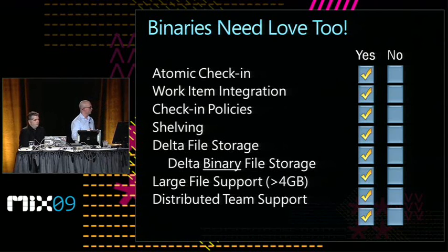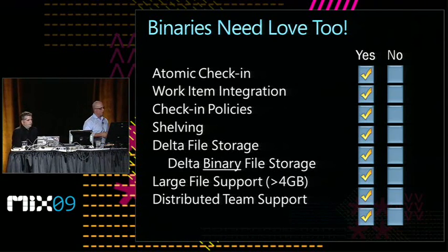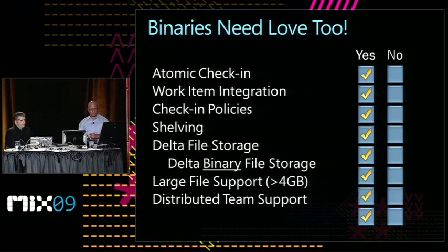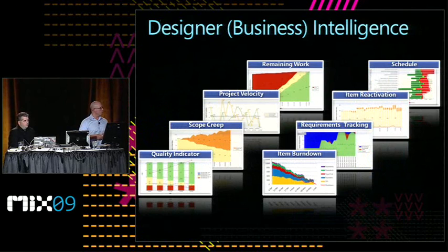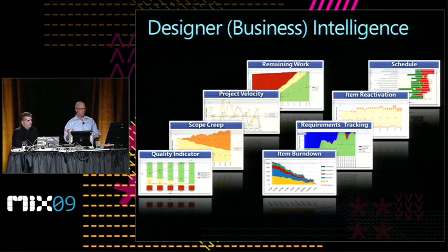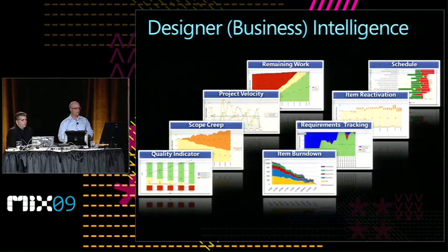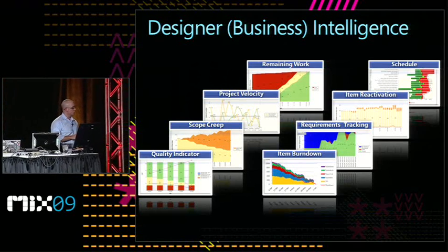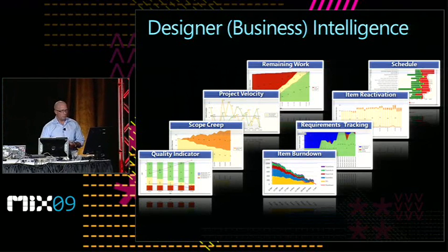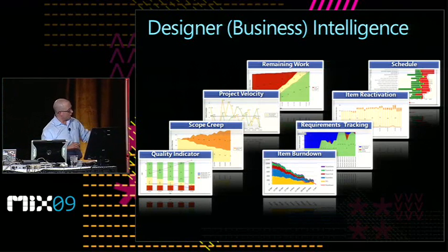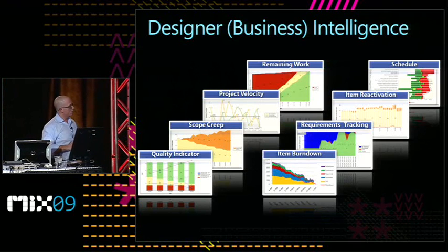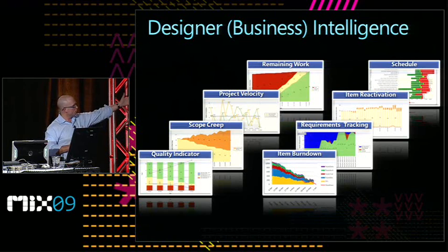And like I said, it works with large files. We keep beating that down. And there's distributed file support or team support out of the box. Now I showed you a couple of the reports. There is a myriad of reports on the internet that you can download for TFS. And there are several reports that come with the process templates that ship out of the box. I showed you the item reactivation report. I showed you the scope creep report. But you have things like the project velocity report.